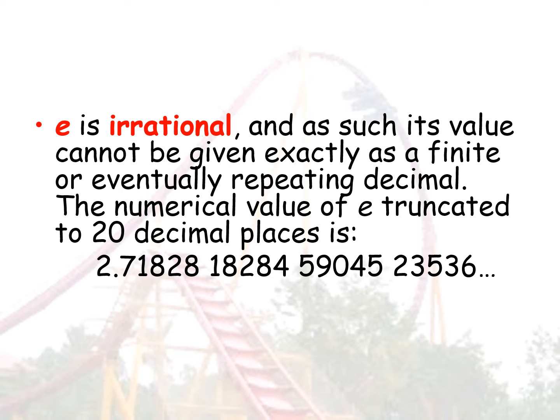e is irrational, and as such, its value cannot be given exactly as a finite or eventually repeating decimal. The numerical value of e, truncated or rounded to 20 decimal places, is 2.71828, and so on and so forth.